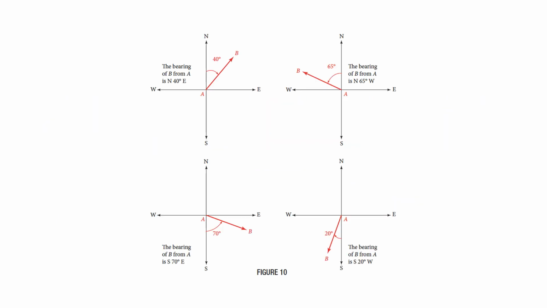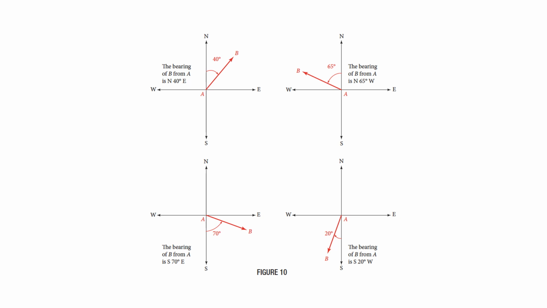Okay. So here in this visual in figure 10, we have 4 different formats for the bearing of a line. In the first one, top left, we have the bearing of B from A is north 40 degrees east. So we always start north or south, so in this case, north. Then we move either east or west. So in this case, we're going east 40 degrees. So from north, we go 40 degrees.